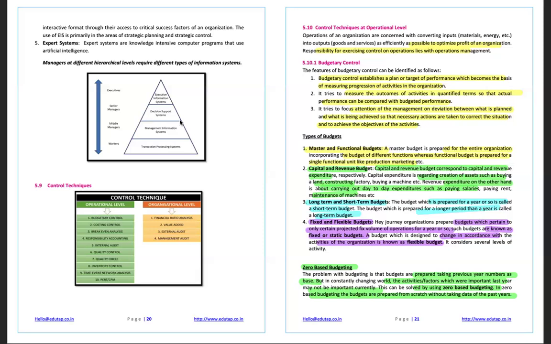Long-term and short-term budget. The budget which is prepared for a year or so is called a short-term budget. Budget which is prepared for a longer period than a year is called long-term budget.